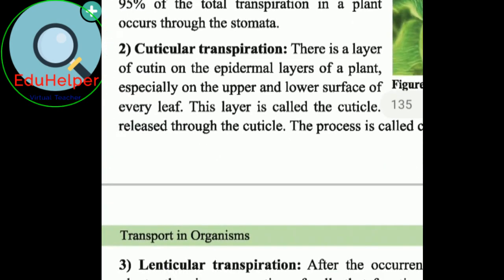Second one is cuticular transpiration. There is a layer of cuticle on the epidermal layer of the plant, especially on the upper and lower surface of every leaf. This layer is called the cuticle. Some water, when evaporated, is released through the cuticle. The process is called cuticular transpiration.